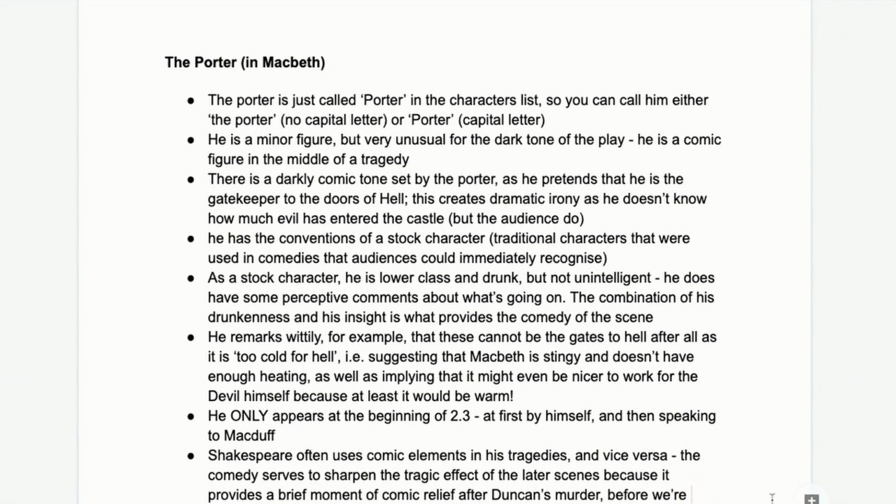And for many years, teachers totally avoided this guy and didn't bother dealing with him because he's such a tiny, tiny minor character and he only appears once. And we'll go into all that in a minute.